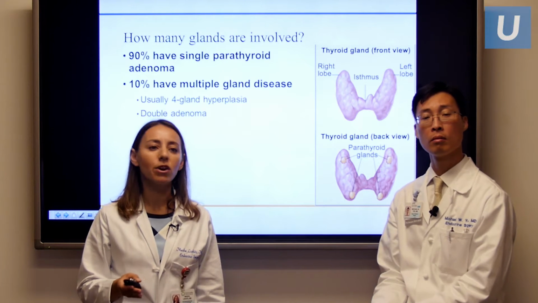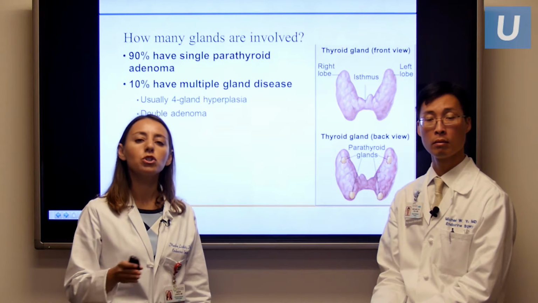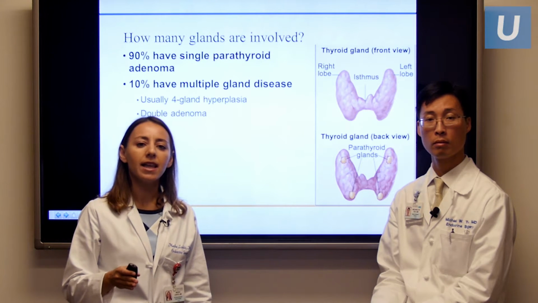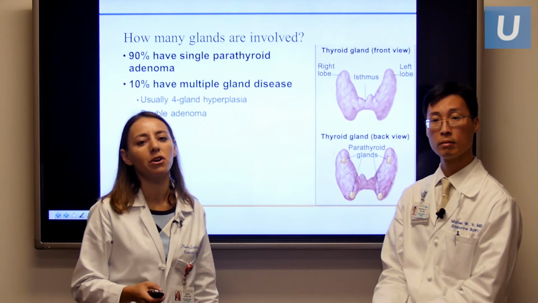However, there are all kinds of variations. So some patients will have what's called a double adenoma, or 2 enlarged parathyroid glands. Classically, both of the superior glands will often be enlarged in that case, called a double superior adenoma.